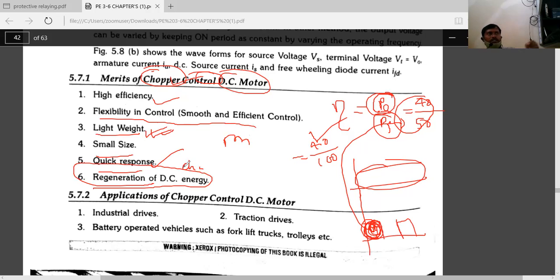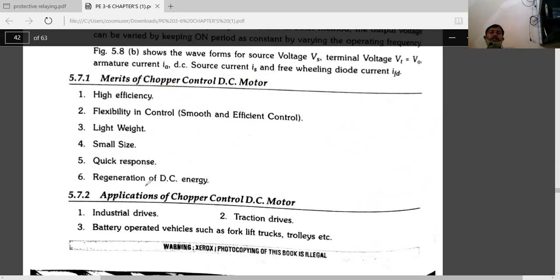And regeneration of DC supply is possible with choppers. Regeneration is possible only with these choppers. This takes place in hybrid cars. In hybrid cars we should use regeneration. Regeneration is nothing but in which quadrant? Second quadrant. Second quadrant regeneration is possible. That is possible with this chopper only. That is not possible with controlled rectifiers.